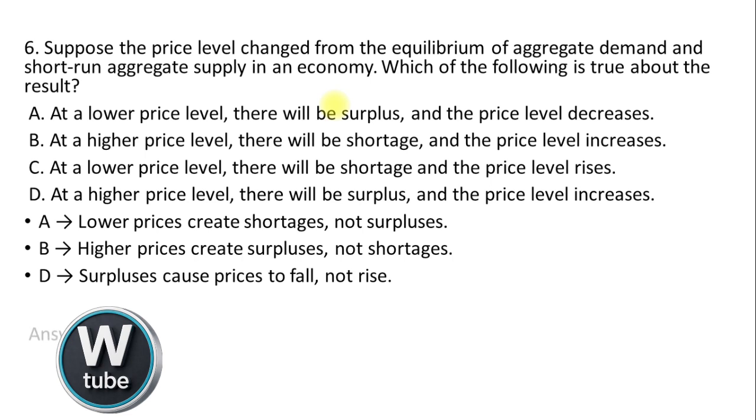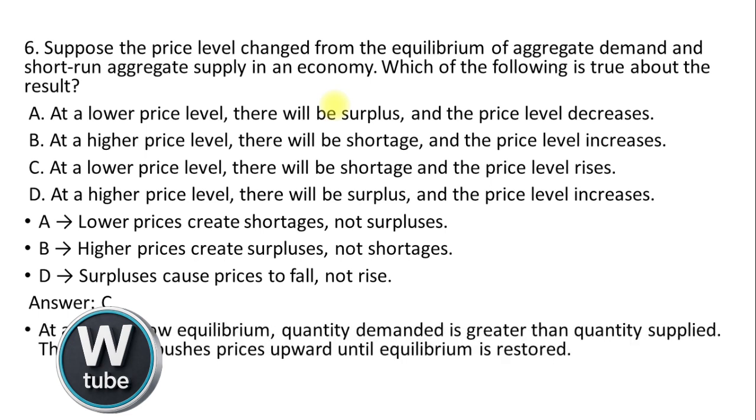At the lower price level, there will be shortage and the price level rises. Here, at a price below the equilibrium, quantity demanded is greater than quantity supplied. This shortage pushes prices upward until equilibrium is restored. So, C is the correct answer.